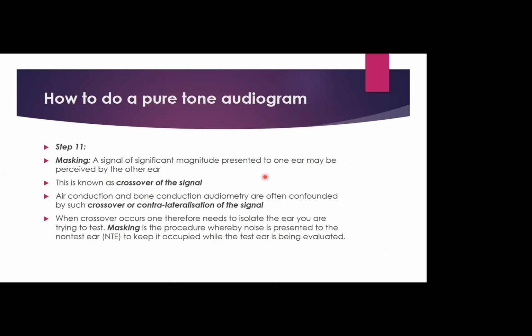So masking is the sound or signal which is presented to the other ear, the one not being tested, and it precludes the non-test ear from participating in the test process. It is also used to avoid the crossover signal from being heard. The crossover may also be called the contralateral lateralization of signal.